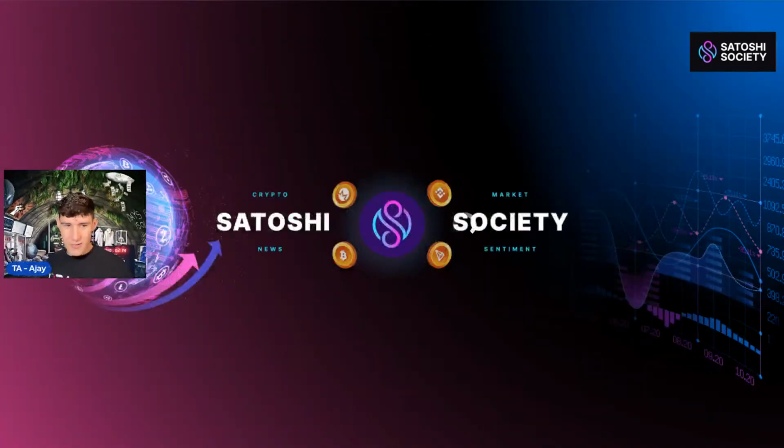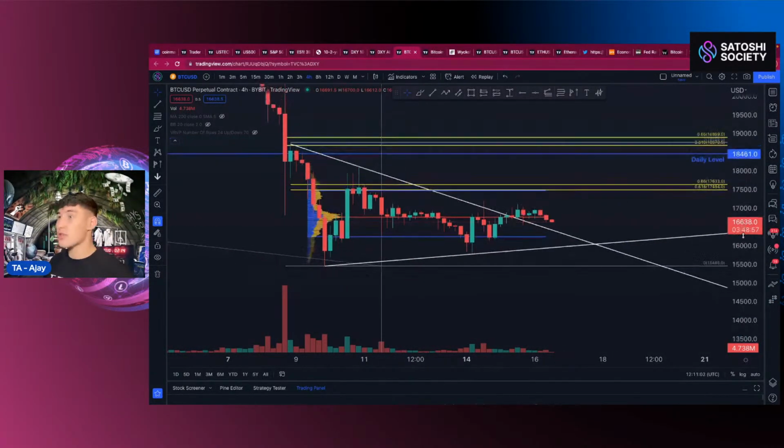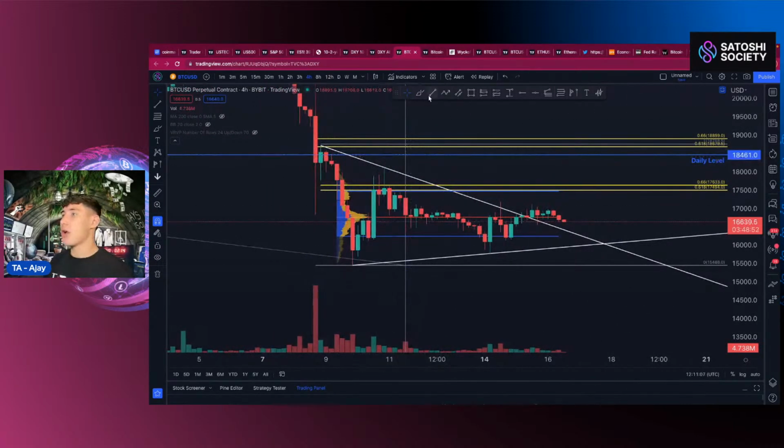So getting on into the video, then, taking a look at this chart here. This is the chart that I've been showing you for the past few days now, and I was looking at this possible triangle pattern or pennant pattern. We can call it a triangle pattern now because we did actually break towards the upside, as you can see here.